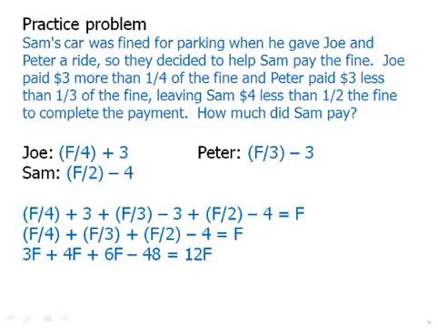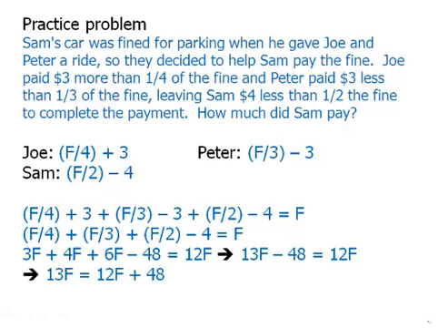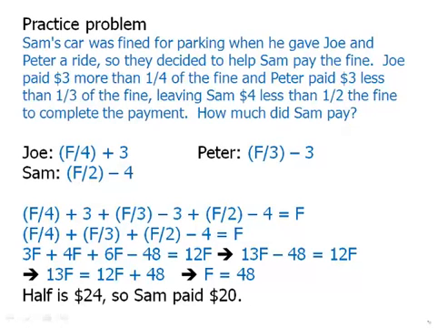And of course, if we add all these up, they should add up to the fine. So we add them, and it turns out that it's very easy to clear all the fractions just by multiplying by 12. We multiply by 12. We do a little math. And we get that the fine is 48. Now, we haven't answered the question yet. That's the price of the fine. So now we have to answer, how much did Sam pay? Well, half of 48 is 24. So that means Sam paid $4 less than that. Sam paid $20.